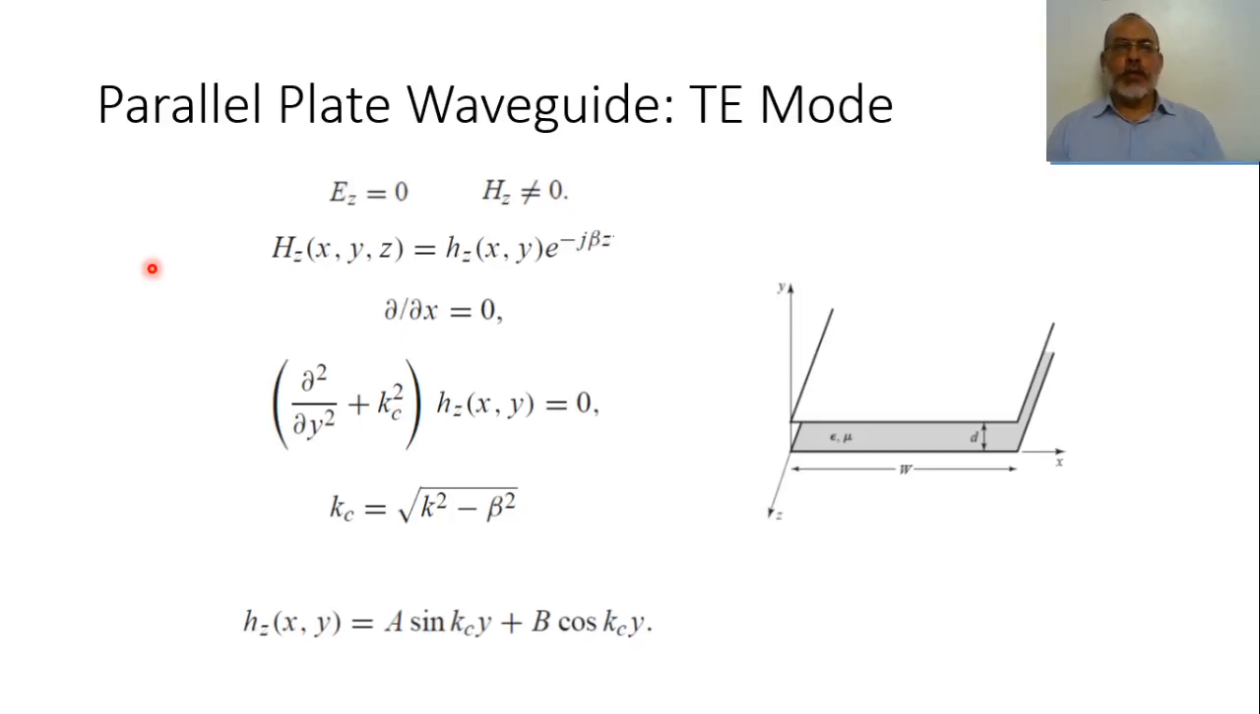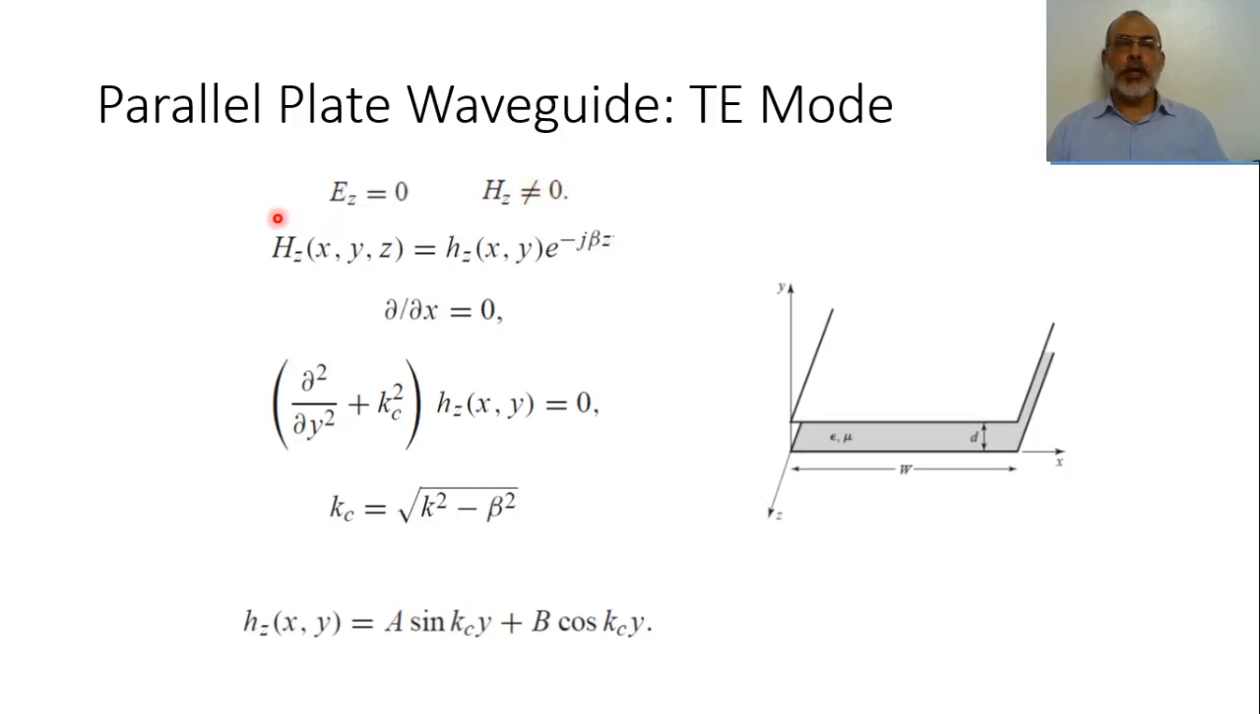We have already studied the parallel plate waveguide for the transverse magnetic mode. Now in this video we are going to study the parallel plate waveguide for the transverse electric mode. In the transverse electric mode, the longitudinal electric field Ez equals 0, and the longitudinal magnetic field Hz does not equal 0.